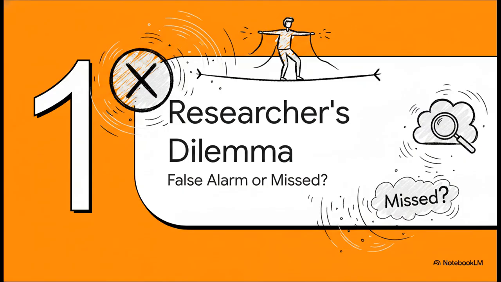Okay, first things first. The researcher's dilemma. You know, scientific research is a really high-stakes game. Every single conclusion, every claim you make is basically like walking a statistical tightrope. You're constantly trying to avoid two huge mistakes.